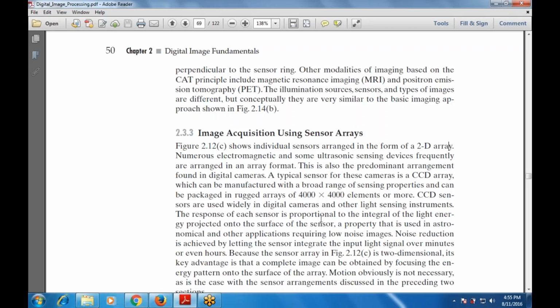And the response of each sensor is proportional to the integral of the light energy projected onto the surface of a sensor. That is a property that is used in astronomical and other applications that require low noise images. And the noise reduction is achieved by letting the sensor integrate the input light signal over minutes or even hours.